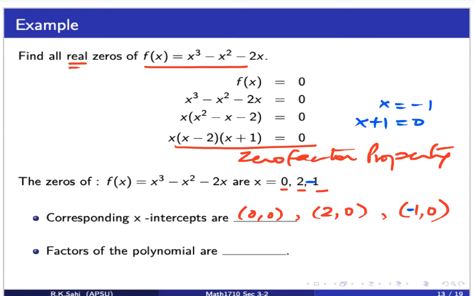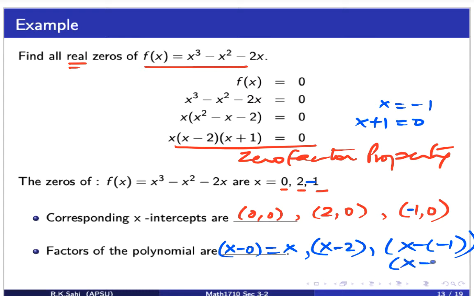So what are the factors of the polynomial? Just pick them up and write them. Remember, x is the same as x minus 0. So factors are x minus 0, which is the same thing as writing x, or x minus 2, basically picking up the factors we had made earlier. And the third one would be x minus (minus 1), which is x plus 1. So the three factors are x, x minus 2, and x plus 1.